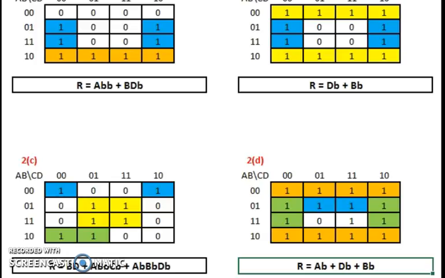And finally these 4, okay, I group them in yellow, and I can extract the simplified boolean as C.